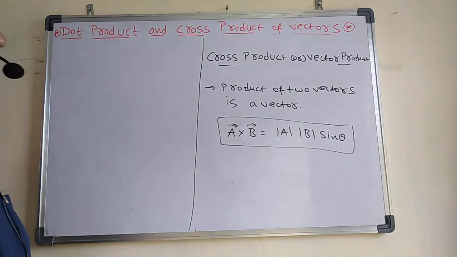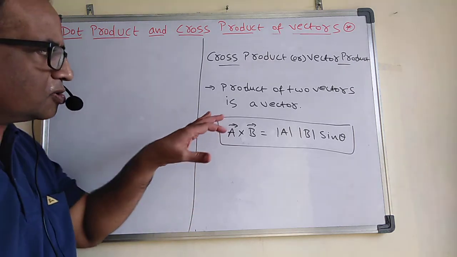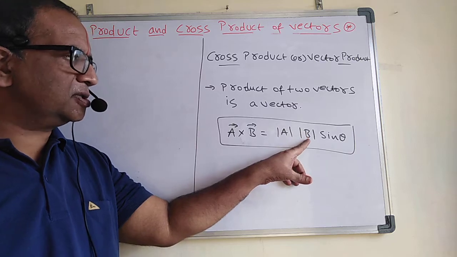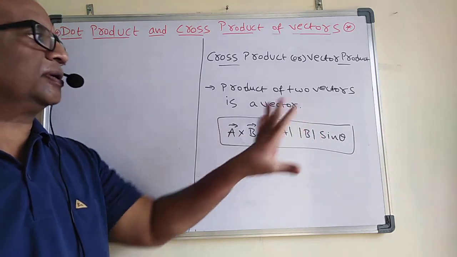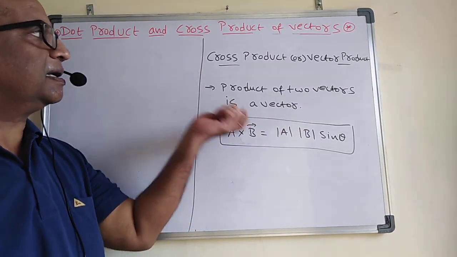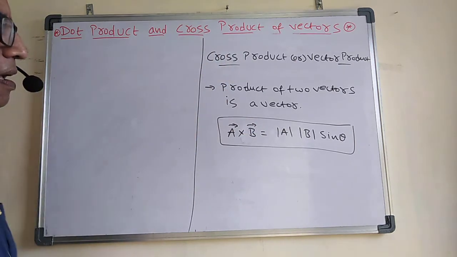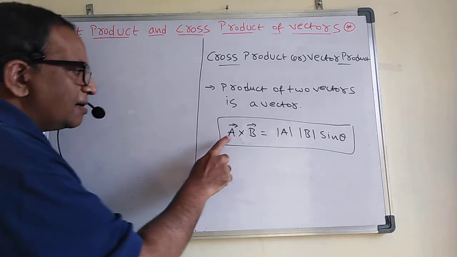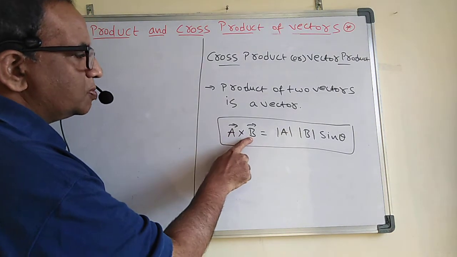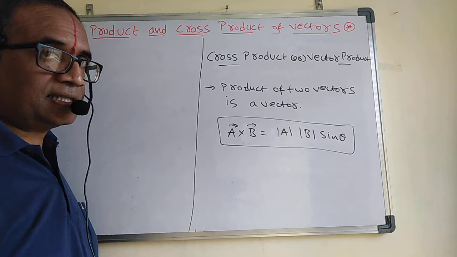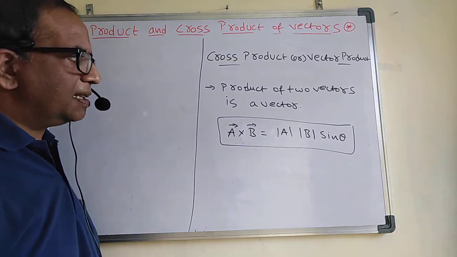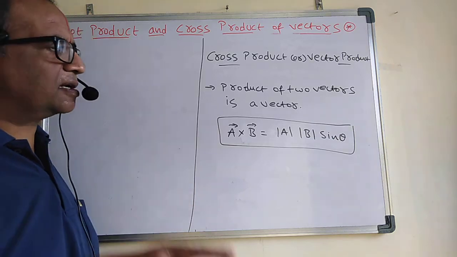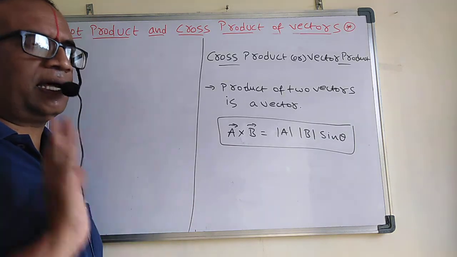So what do you mean by cross product of two vectors? The cross product of two vectors is defined as the product of the magnitude of two vectors and the sine of the angle between them. This is treated as vector product. A very important point is that whenever you are doing A cross B, the resultant is nothing but a vector. And a vector means it should have a direction.